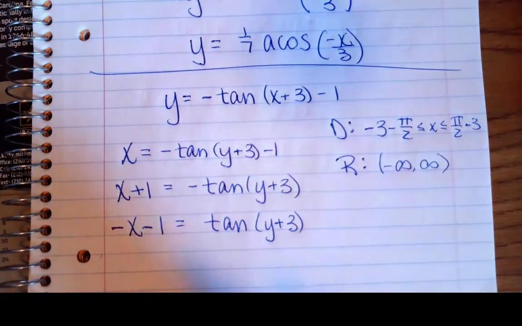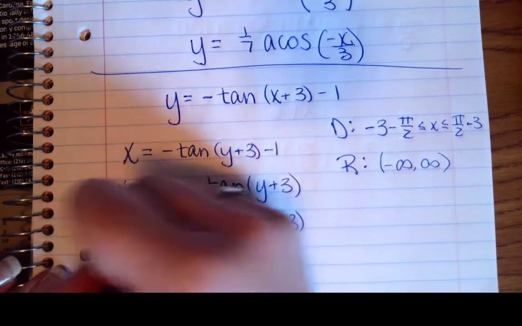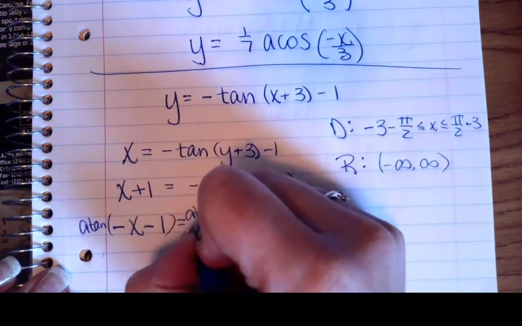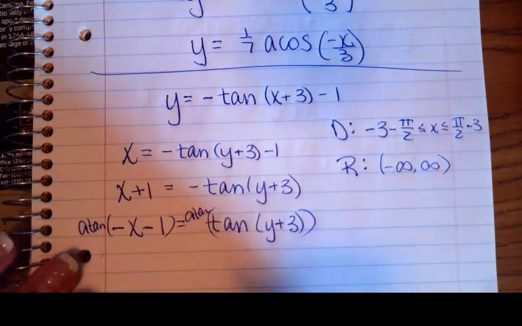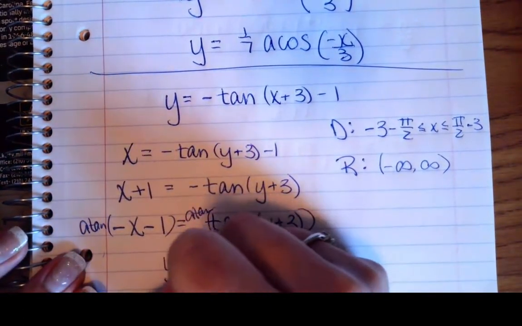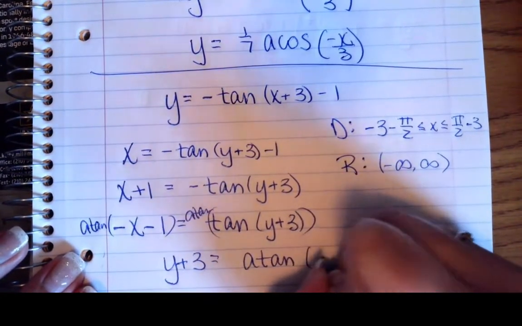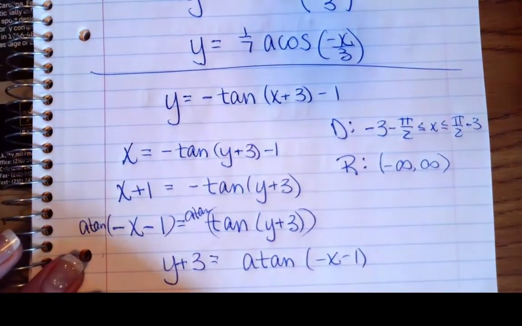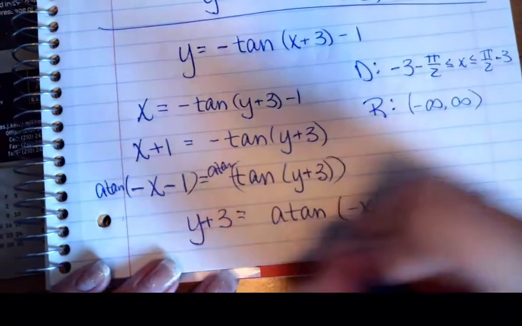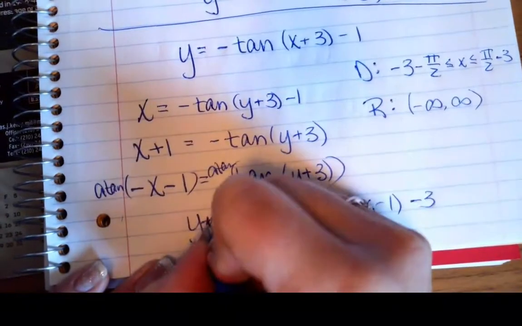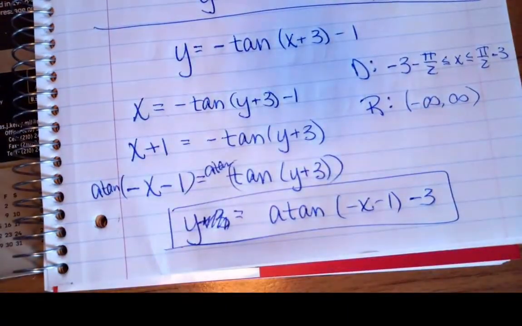And now I'm going to take the arctangent of both sides. So arctan of this and arctan of that, only because I'm running out of room, will give me y plus 3 equals the arctangent of negative x minus 1. And then I just need to subtract 3 from both sides. So minus 3 is going to be the equation of your inverse.